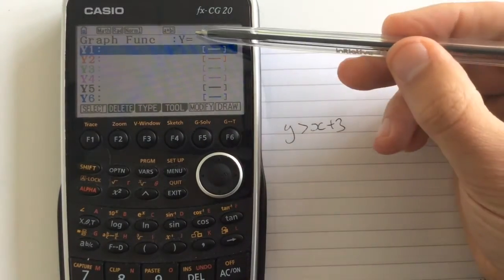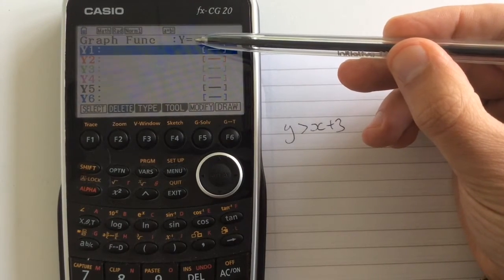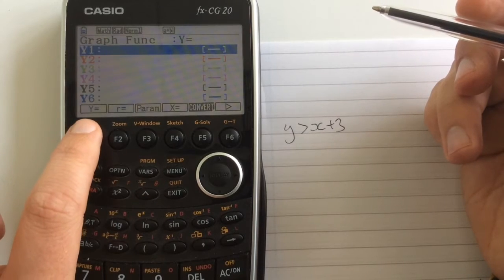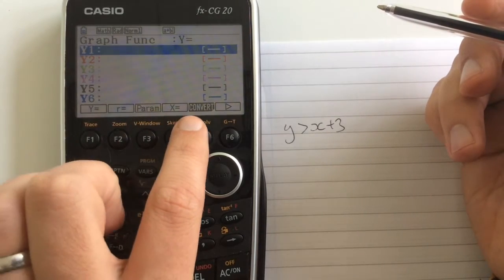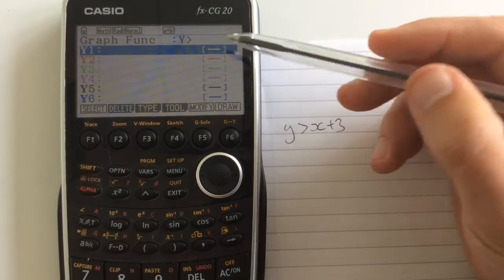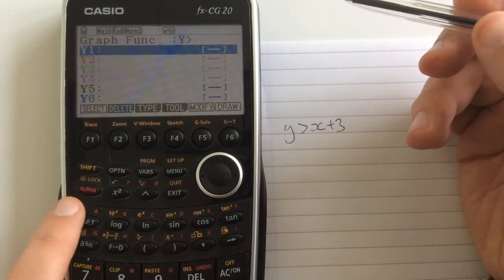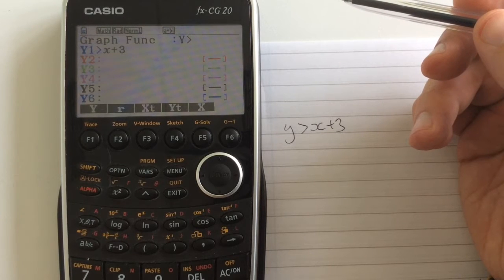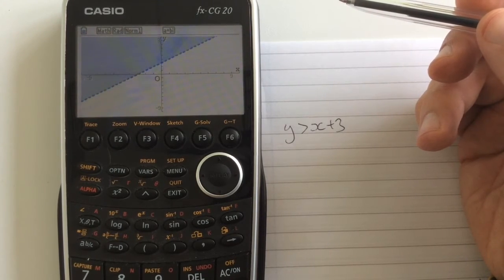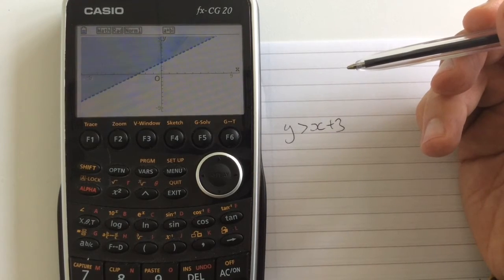That's a very simple inequality that we wanted to represent. If we notice up here, it says y equals. We can change this to be y is greater than. So if we press type, we get our usual things, y equals, polar, parametric, and so on. Pressing to the right, we get our inequalities. So we can choose y is greater than. You can see it's changed up here. Now all we need to do is type in x plus 3, press enter, and it will draw the graph, shading in the part where y is greater than x plus 3.